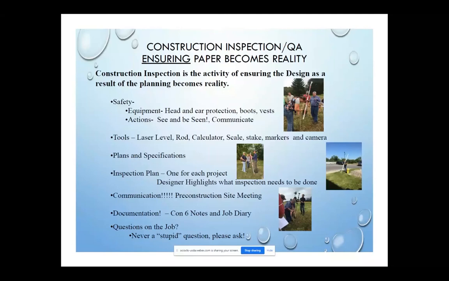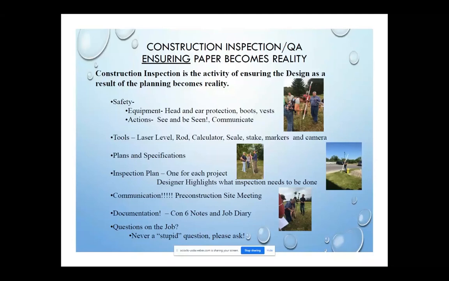Plans and specifications, you should always have those on hand, and keep notes on dates, times, and locations where things are installed. The inspection plan, your designer, the design approver, will highlight what inspection needs to be done, that they need to be on site for and see, and ensure documentation. So for each project, there should be a construction inspection plan that's given to your inspector, and that starts that communication trail between the designer and the inspector.